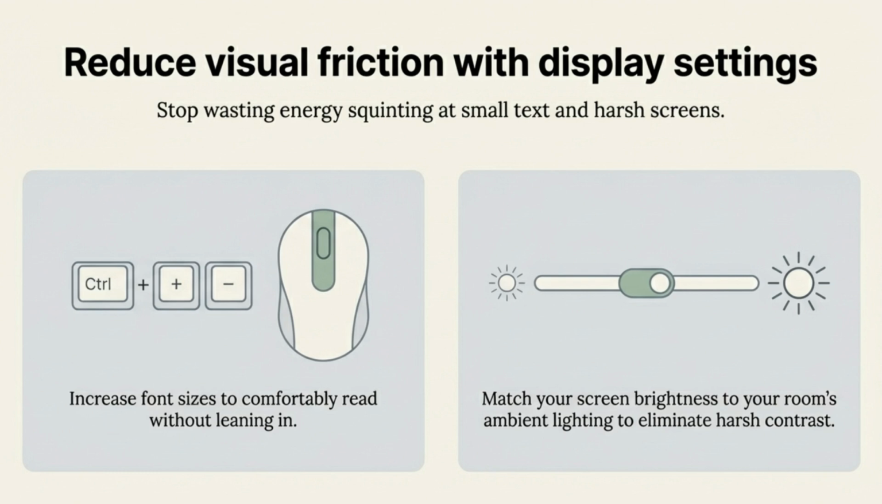Reduce visual friction by adjusting your display settings. Increase font sizes to comfortably read without leaning in. Additionally, match your screen brightness to the room's ambient lighting to eliminate harsh contrast.